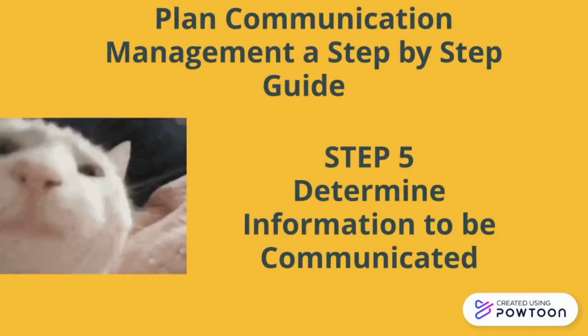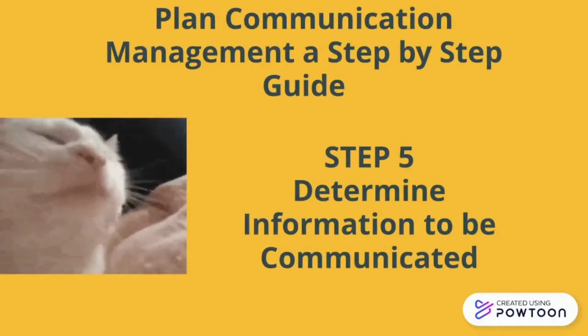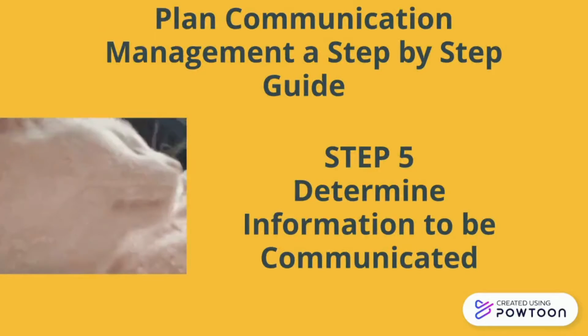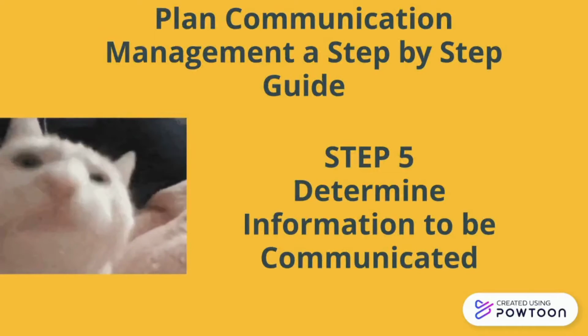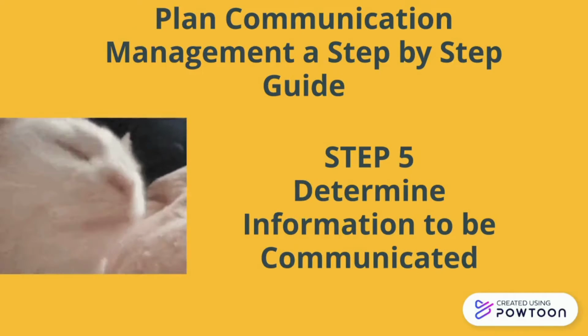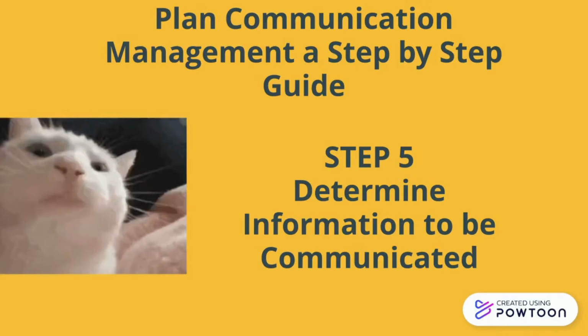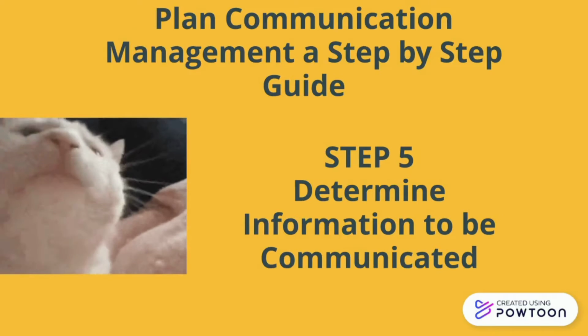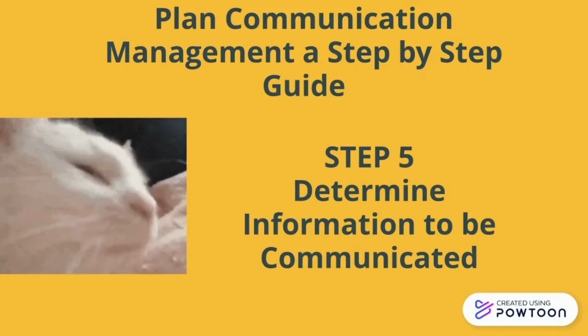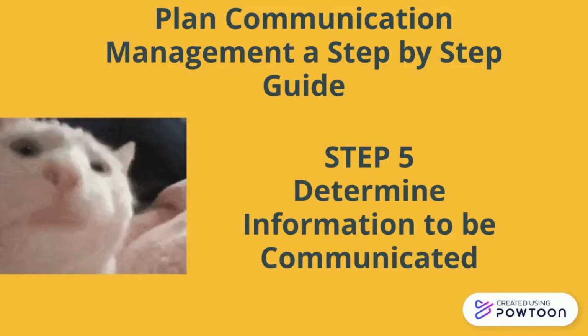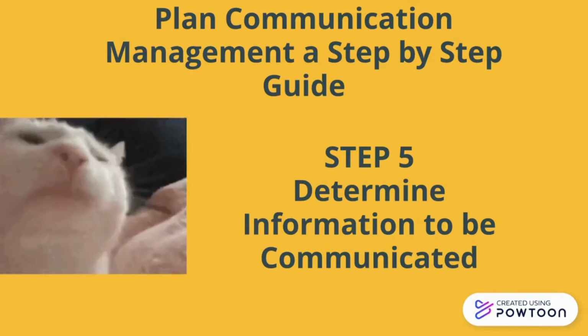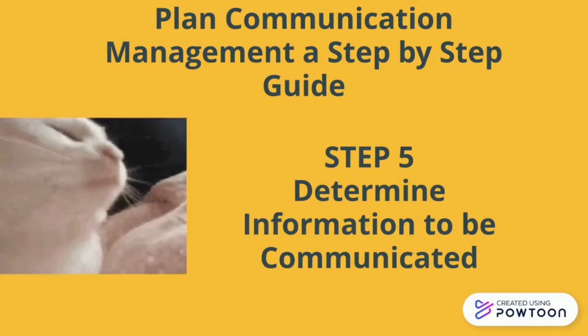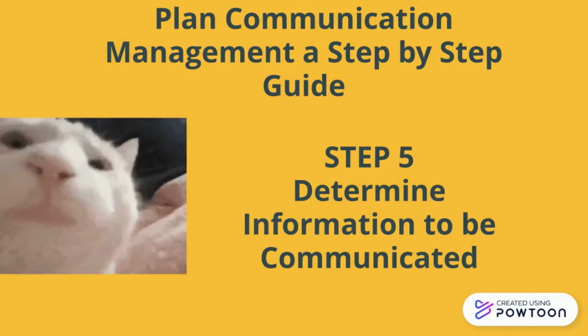Step 5. Determine information to be communicated. This step may seem simple and self-explanatory, but on many projects, there are either significant gaps or overlaps in the information being communicated. There are many questions that need to be answered, such as who needs the information, how often do they need it, and what information do they need.